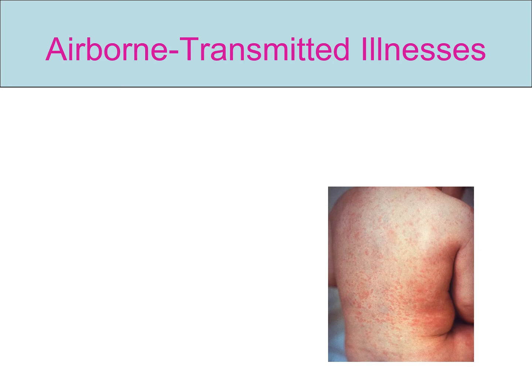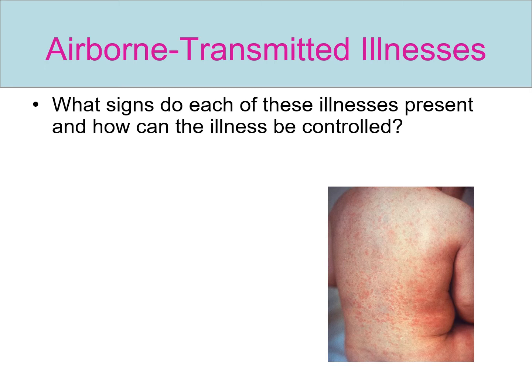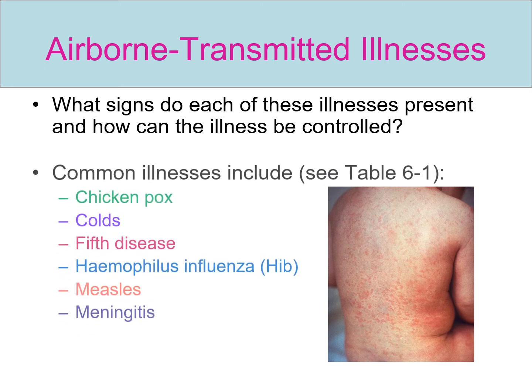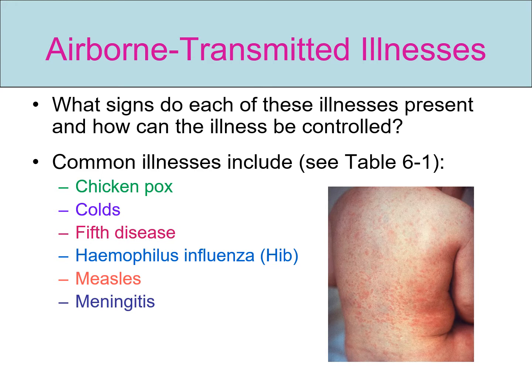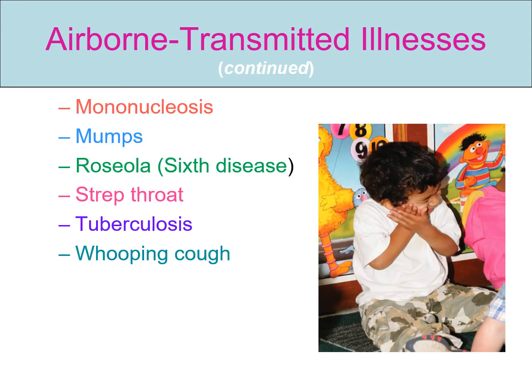So, airborne transmitted illnesses. Here are some common illnesses that are airborne: chickenpox, colds, fifth disease, measles, meningitis. If you look at table 6-1, it'll tell you symptoms, transmission, contagiousness, incubation periods, and how to treat or deal with these illnesses. Some more airborne transmitted: mumps, strep throat, whooping cough.